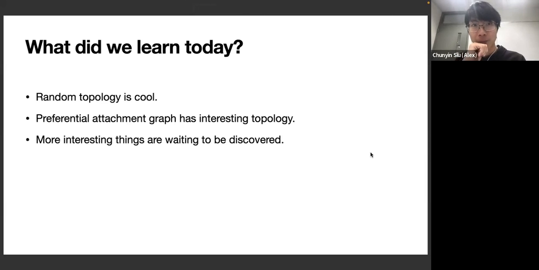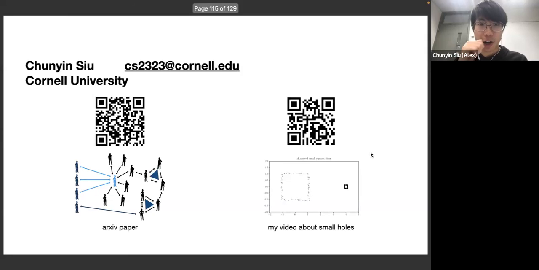So, I hope I've convinced you that random topology is cool, and the preferential attachment graph has interesting topology. There are a lot of open questions in this area, and we would like to know more about this field. If you're interested in the details of our argument, this is a QR code to our arXiv paper.